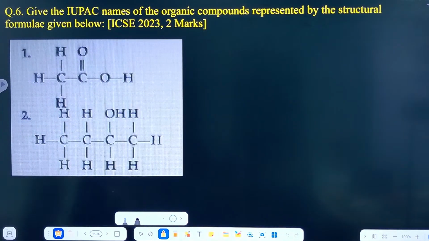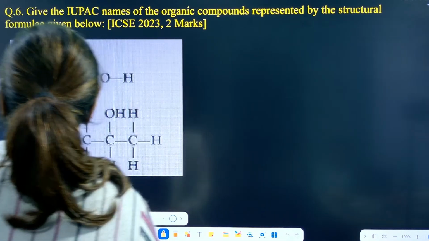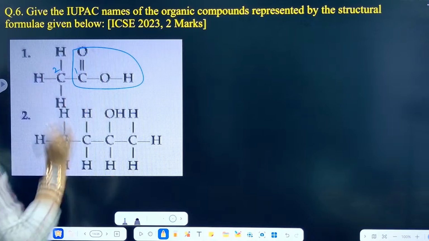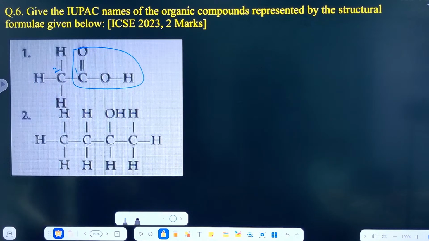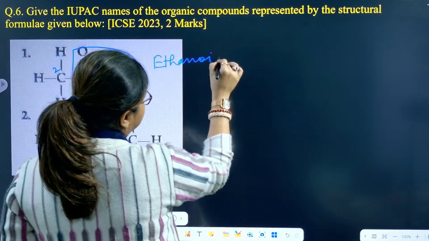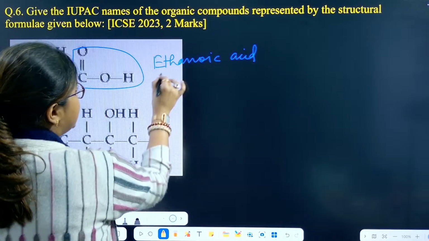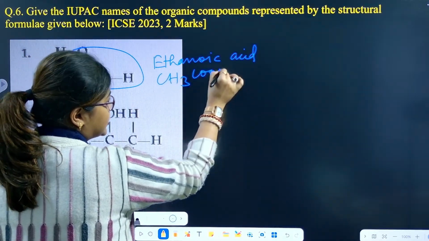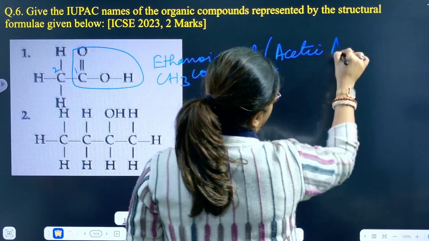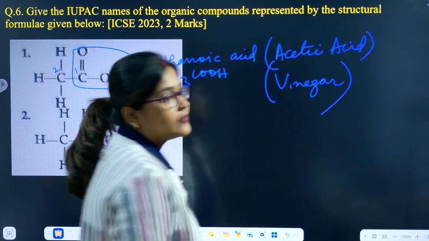Next, give the IUPAC names of the following structural formulas. You see, this is 1 2. This is again an acid. So 1 2 means I will have ethanoic acid. See, I was mistaking there. So this is the formula CH3COOH, ethanoic acid. This is also known as acetic acid and it is found in common vinegar.